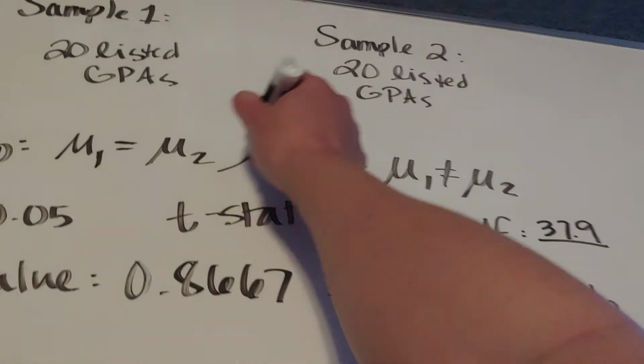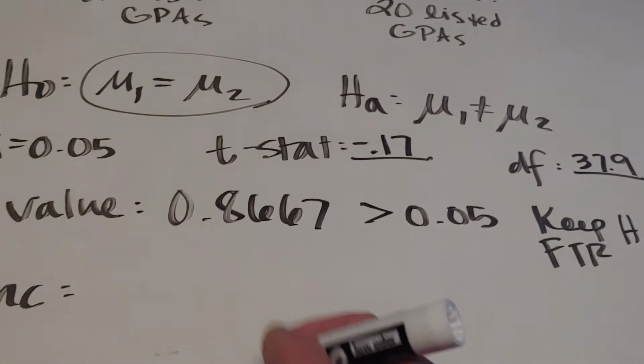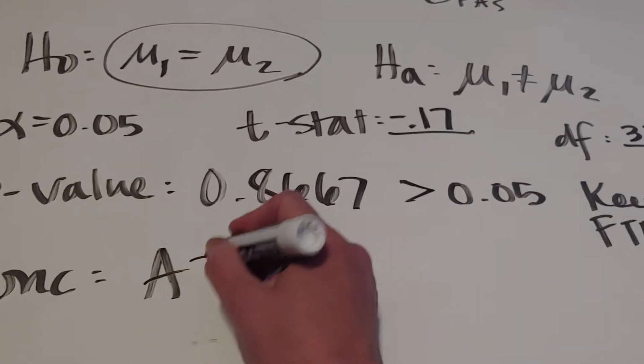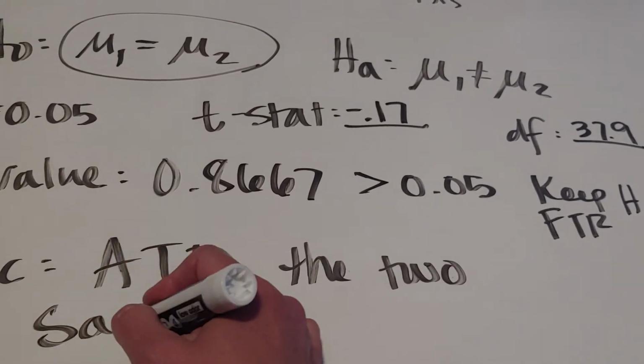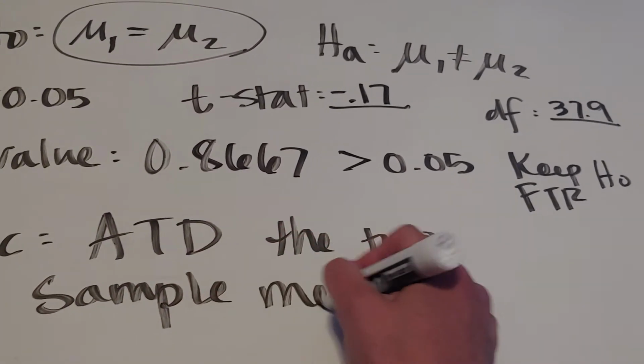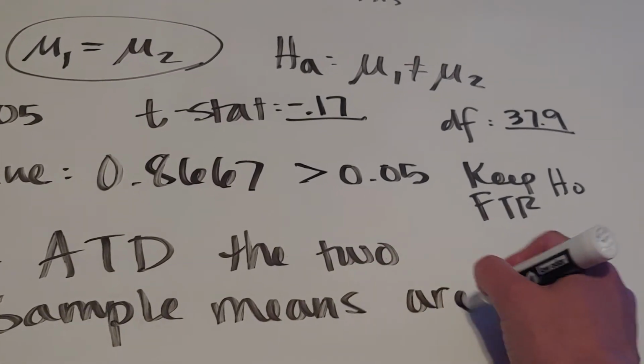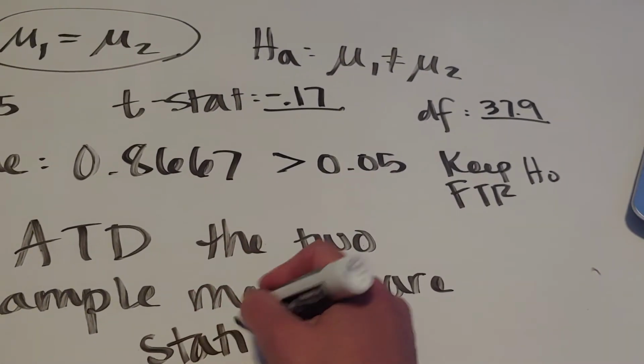So if we keep the null, that means that they are statistically the same. So according to our data, the two sample means are statistically the same.